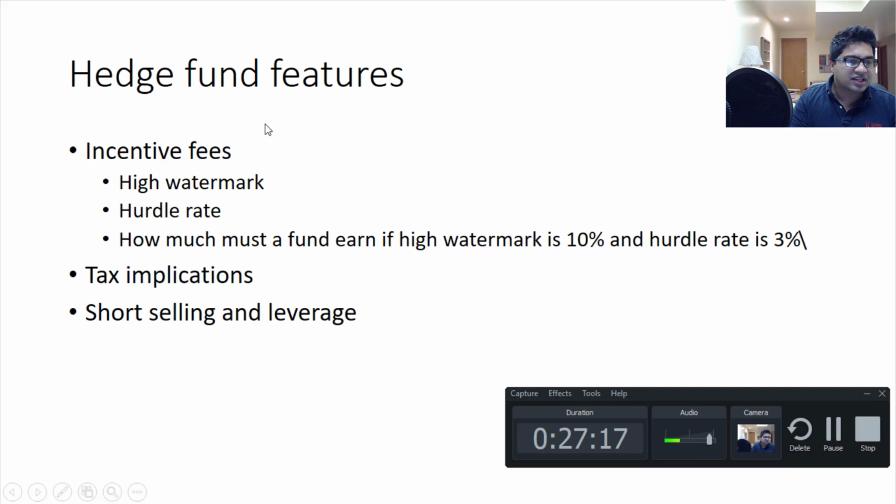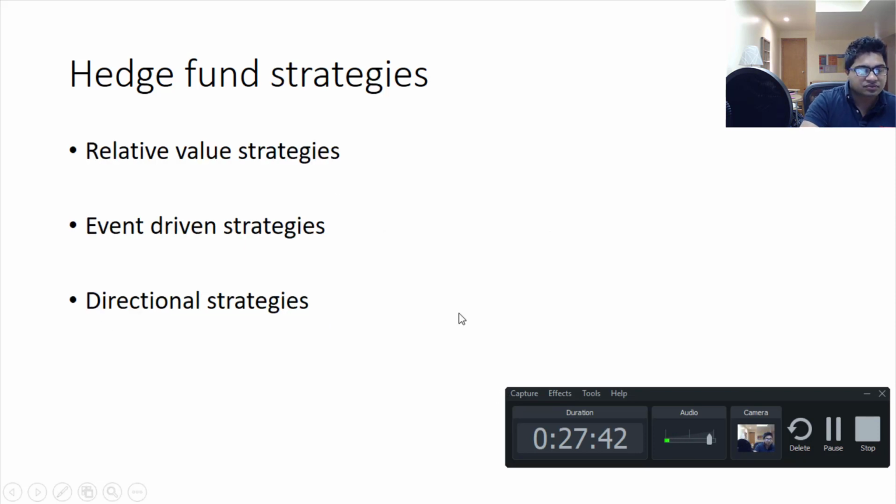Tax implications of hedge funds are quite complex because it depends where the funds invest, but certain hedge funds use tax deferrals. They invest in offshore investments and use tax deferrals, so you don't have to pay tax unless and until you bring money back into Canada, so they use that structure. There is short selling and leverage in hedge funds.